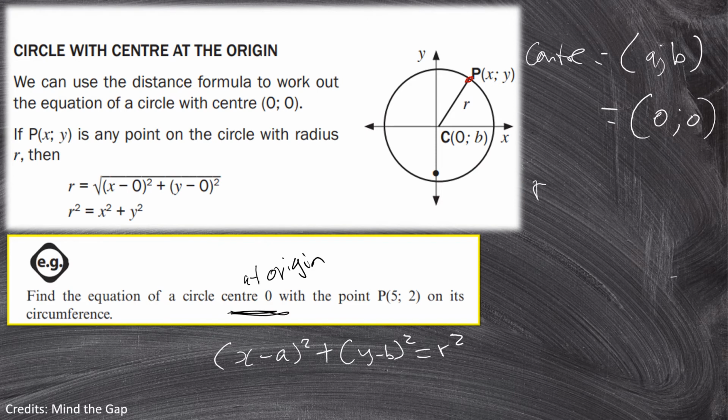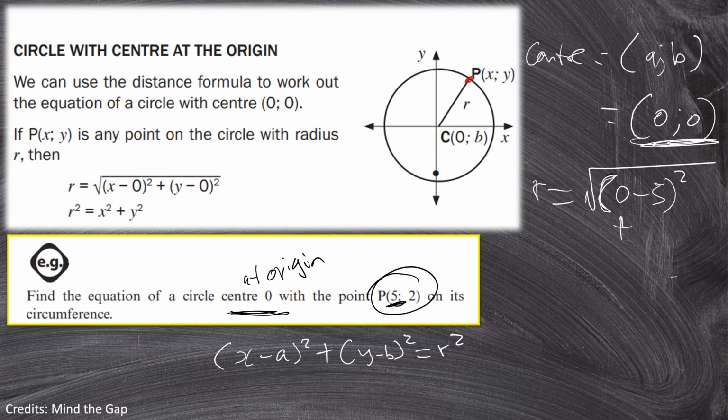We must also know our radius. The radius is the distance from the center to the circumference. So you have your center as 0 and 0, and you are going to the circumference, and you have point P, which is 5 and 2, right? I can say x at the center, which is 0, minus x at point P, which is 5. So it's going to be (0 minus 5) squared plus, because of space, y at center, which is 0, minus y at the circumference, which is 2, squared.